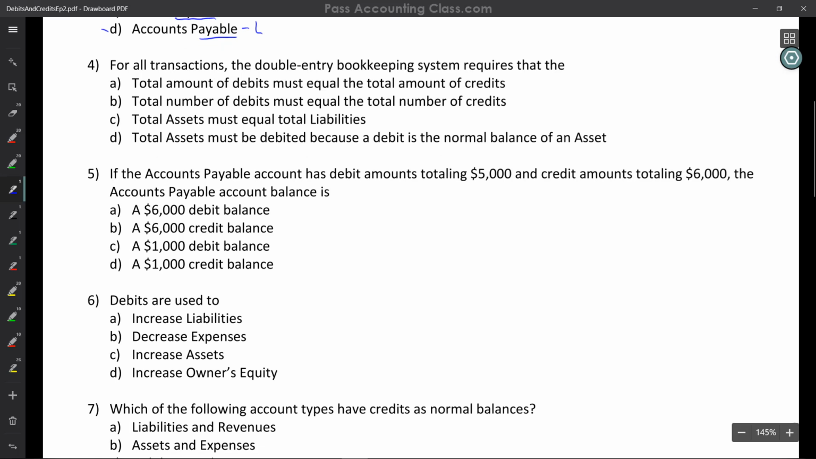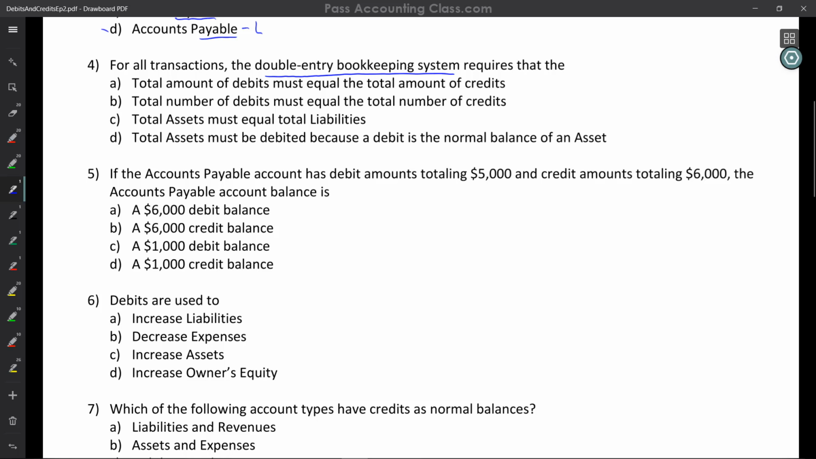For the next question, it states, for all transactions, the double entry bookkeeping system requires that the total amount of debits must equal the total amount of credits, total number of debits must equal the total number of credits, total assets must equal total liabilities. Total assets must be debited because a debit is the normal balance of an asset account. So for this, we're looking at the double entry bookkeeping system. This could also be called the double entry system or double entry accounting system. There's kind of multiple names. They all mean the same thing, but it's double entry system of some sort.